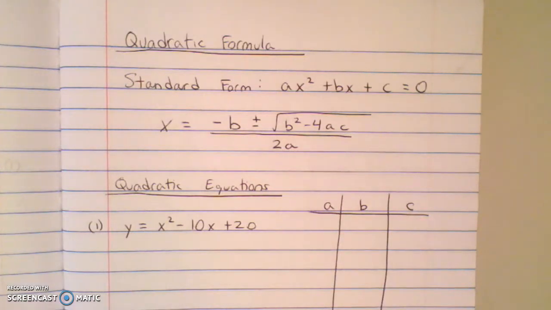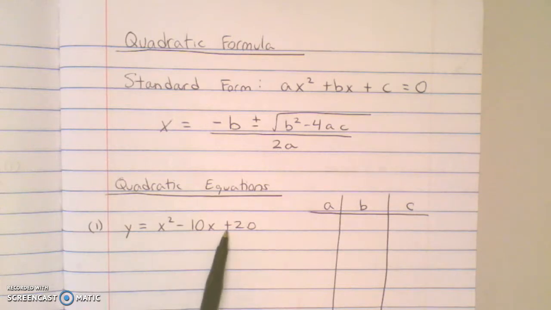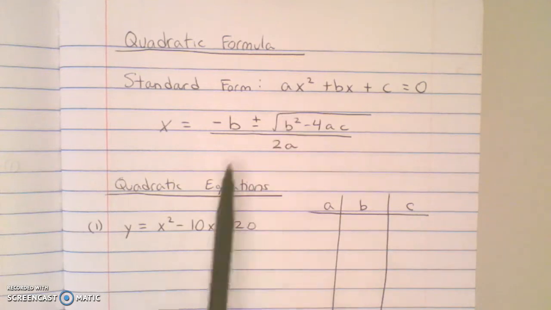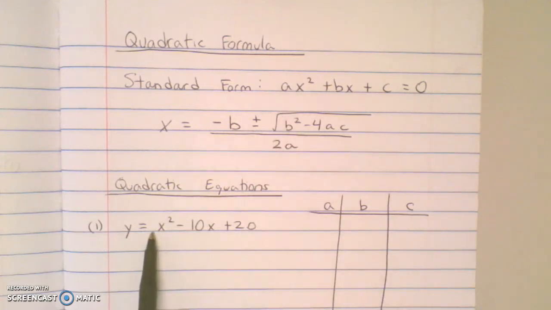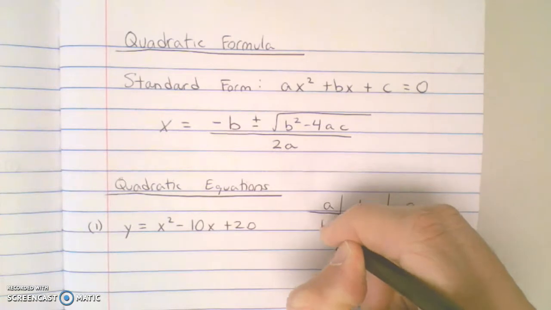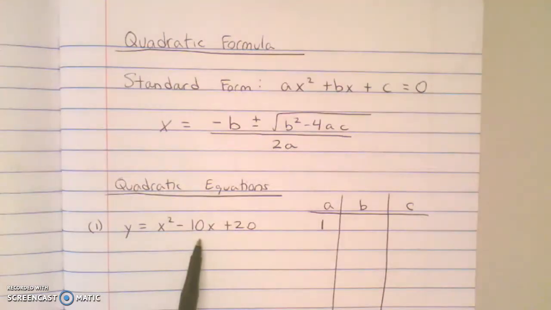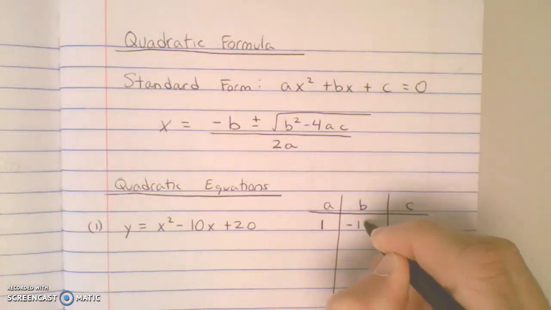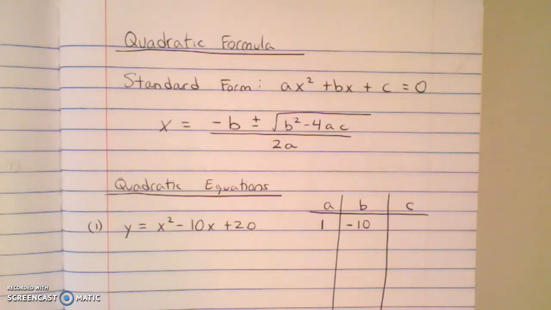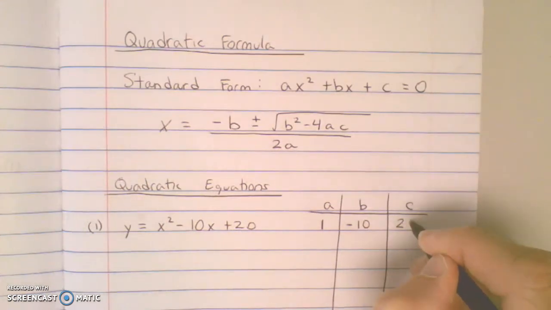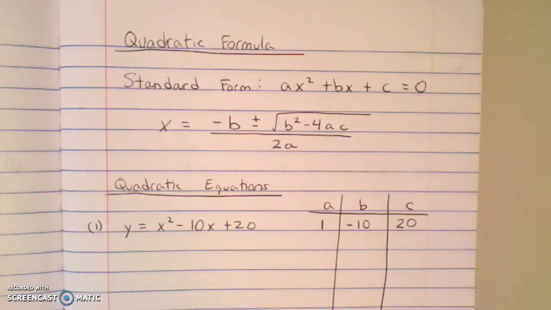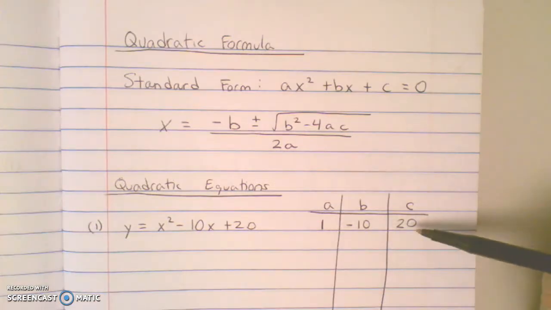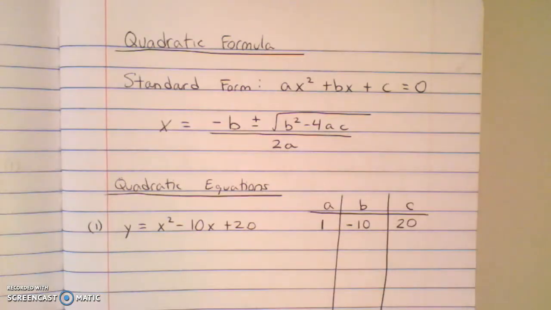Okay, so let's say I gave you this equation. It's a quadratic equation, y equals x squared minus 10x plus 20. I want to identify the a, b, and c values. So the a is the coefficient of the x squared term. So if there's no number there, we always write 1. The b is the coefficient of the x term. So in this case, it's negative 10. You got to make sure you have the right sign. And then the c is always your constant value, which this problem is just 20. So once you know these values, you just take them and you plug them into the formula and solve.